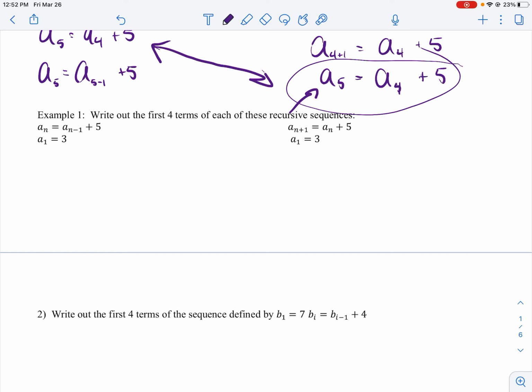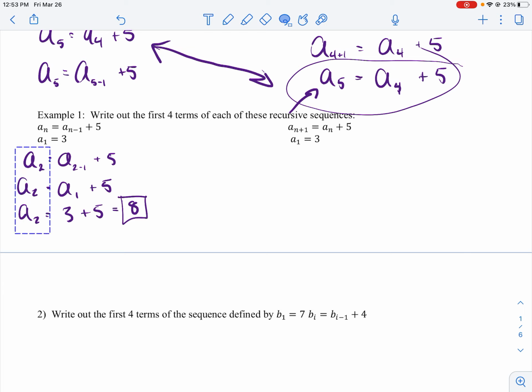I want to find the second term, because we already have our first term. And so our second term is equal to 2 minus 1 plus 5. And what's 2 minus 1? Well, that's 1. And so a sub 2 is equal to 3 plus 5, which is 8. Okay, there's our second term, sorry.